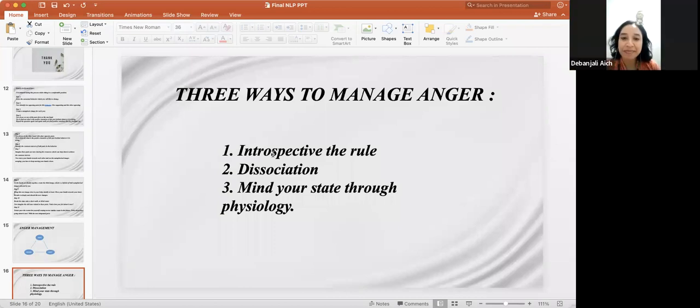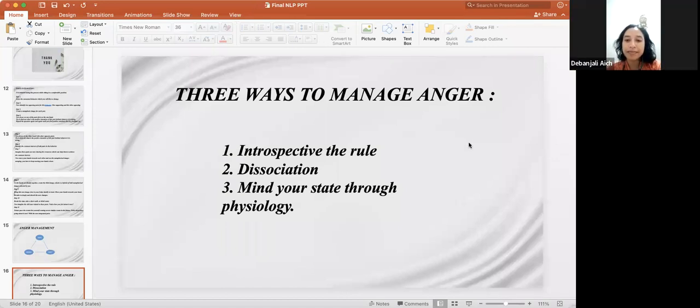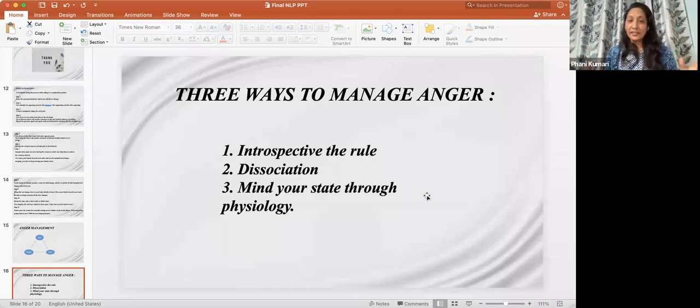Relaxed. Relaxed, right? You are sitting continuously in one place. You are continuously listening to the classes. You are continuously focusing on this. So now your body requires some movement, right? Why? Because there is a connection between your body and mind. According to NLP, your physiology will help you to control your emotions.